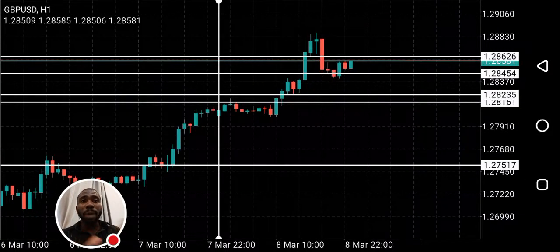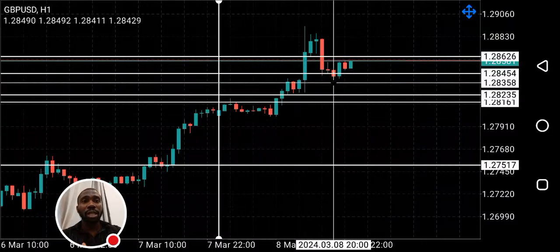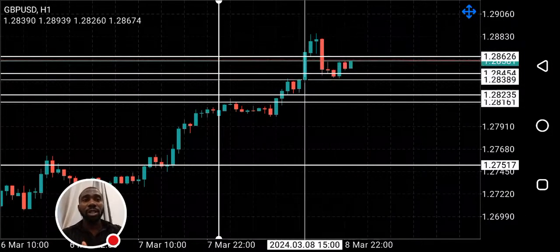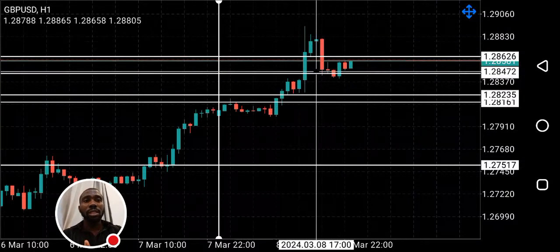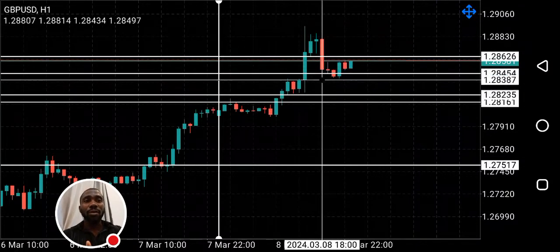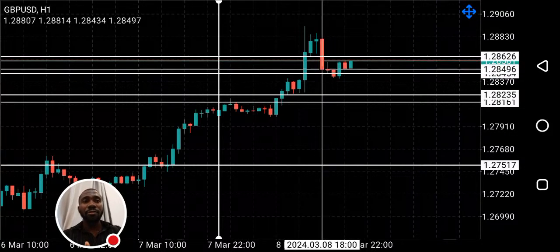So based on the pattern, you can see the pattern we have on the daily time frame. This is a bearish setup on the daily time frame, right? We have what's it called? This is a spinning top. This is an engulfing candle.